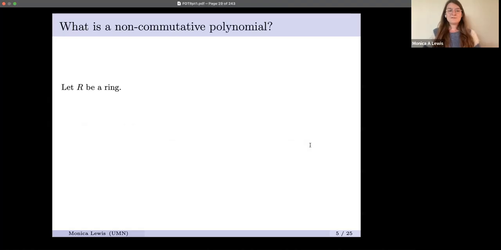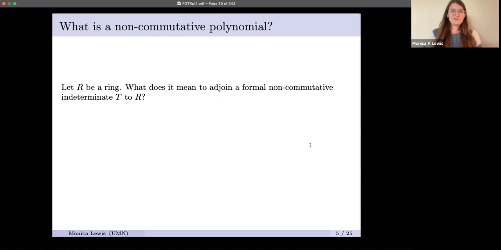So to start off with, for now, let R be any ring. We'll go ahead and assume that R is commutative for simplicity, but even that is not strictly necessary for some of what I'm about to say. What does it mean to adjoin a formal non-commutative indeterminate T onto R? Well, if you sit down and think about it, there's a couple of meaningfully different definitions that you could come up with. So definition number one, which I'm going to use curly braces for, is you adjoin this symbol as freely as possible. Like no more axioms are imposed than is strictly necessary to get a ring.